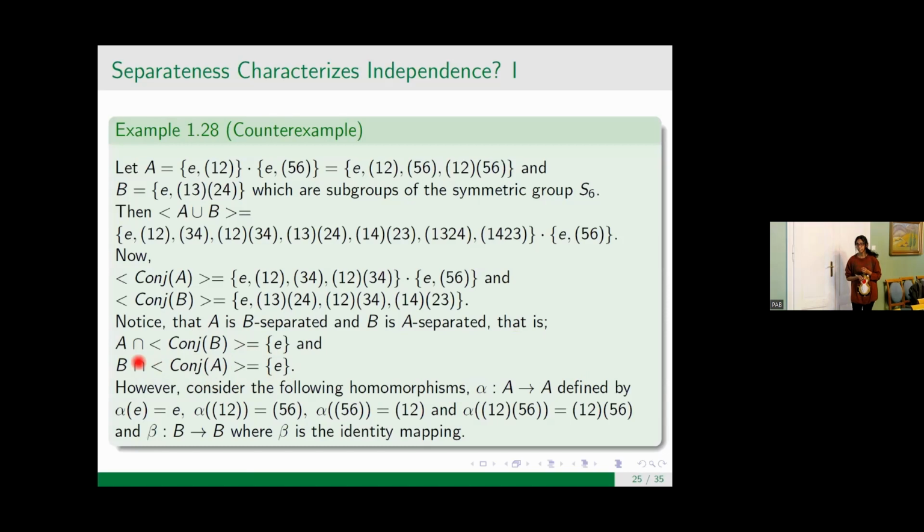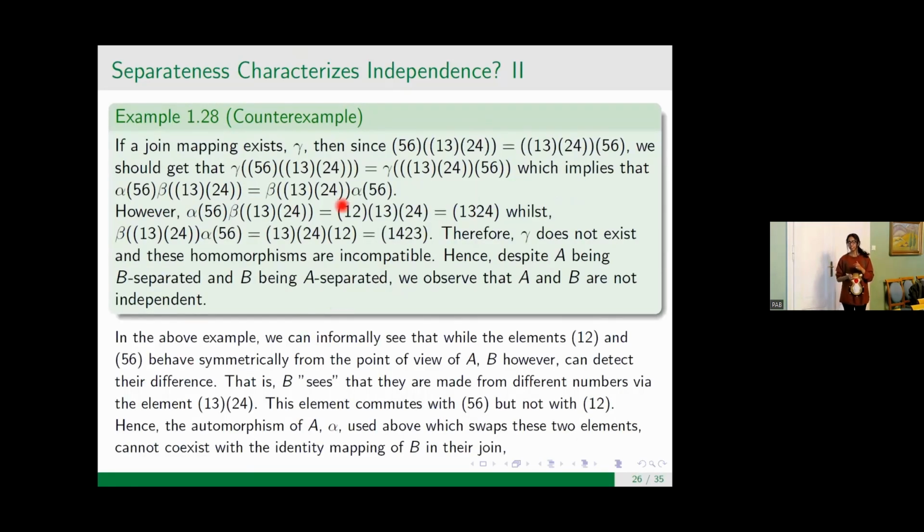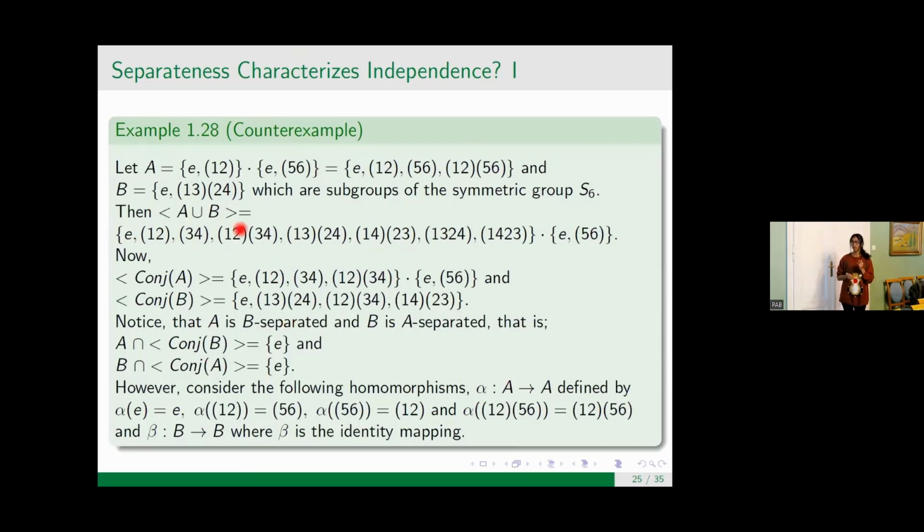However, the homomorphisms given by the identity on A, given by, on A, you flip 1,2 and 5,6, and the identity on B are not consistent. And this is because, there's a calculation, but intuitively, from the perspective of A, 1,2 and 5,6 behave the same. But from the perspective of B, B can witness that, oh, I commute with 5,6, but I don't commute with 1,2. So when you have the automorphism, which flips these two elements, together with the endomorphism of the identity, that clashes.